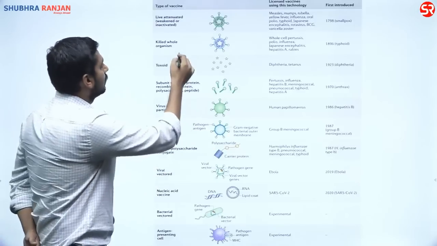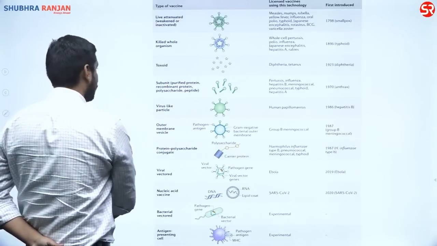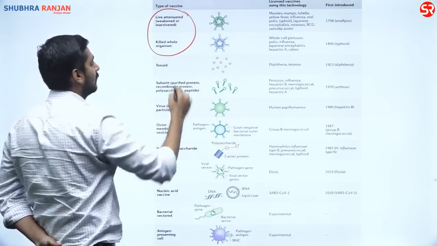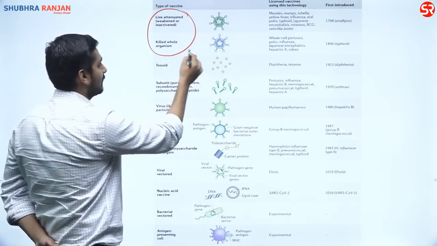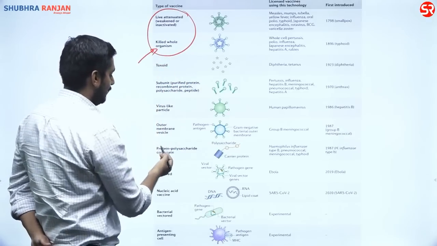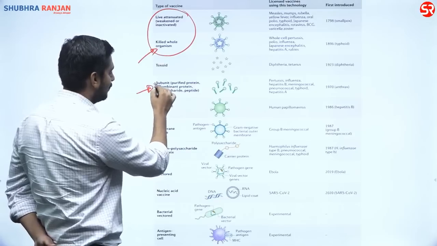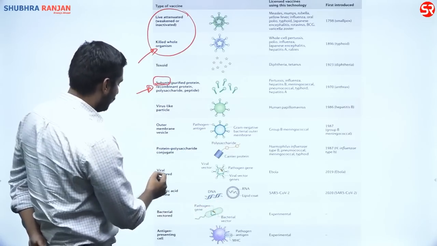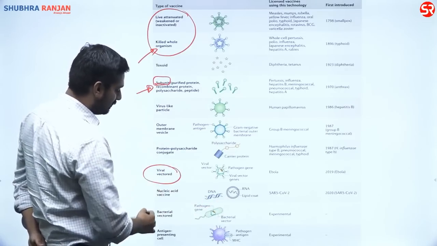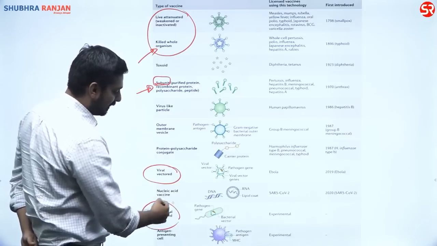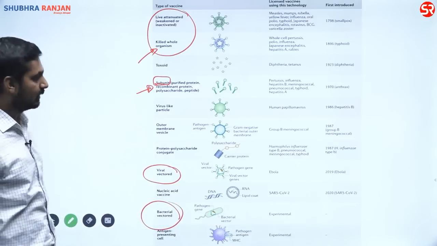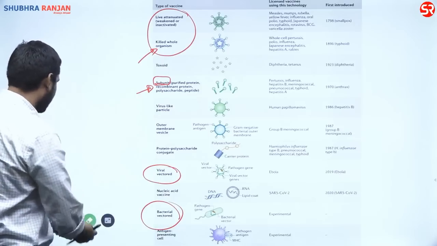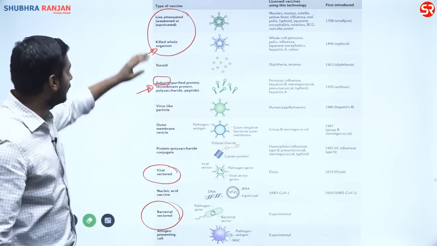So as you know, there are vaccines which are based on live and attenuated viruses. There are vaccines based on killed viruses. There are other types of vaccines which use specific units of the protein of the virus or the bacteria. We have the viral vectored vaccines. We have bacterial vectored vaccines. So we see that there are different types of vaccines, and the vector can be both virus and bacteria.